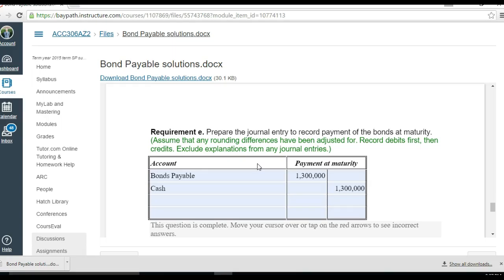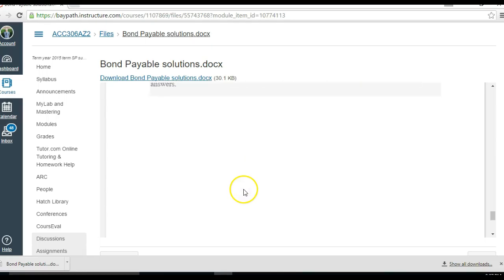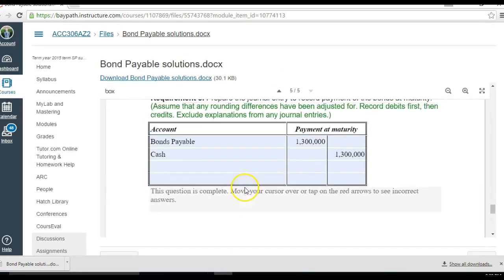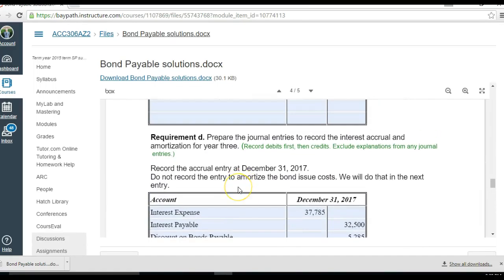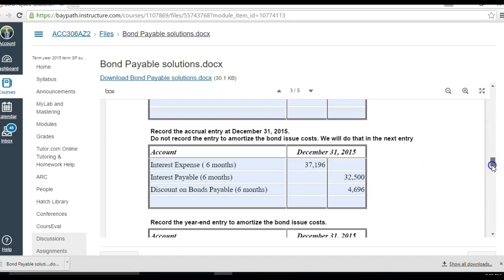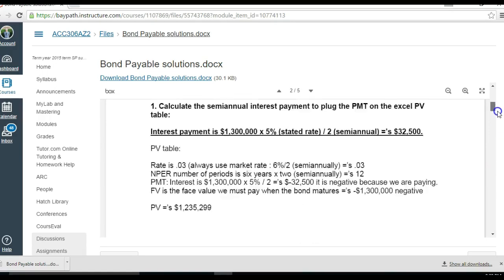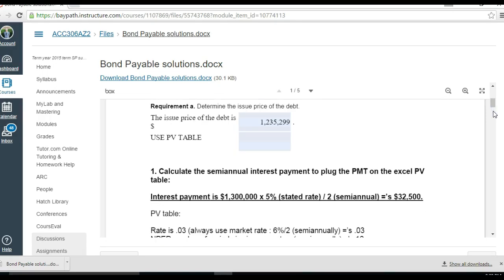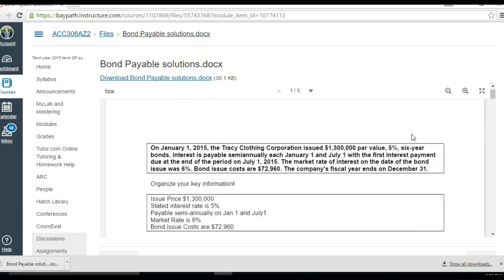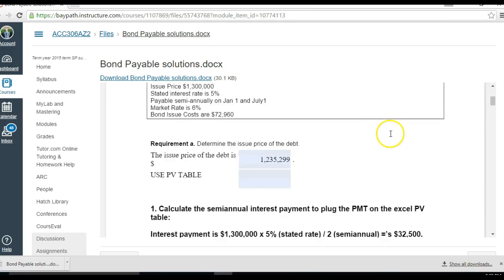When the bond matures, we pay our bondholders $1,300,000, so it's a credit to cash, and we debit the liability for the full maturity of $1,300,000. That essentially is a straightforward bond payable problem, which is in the Canvas, which you can click on and walk yourself through the problems quickly and follow these steps. And they're basically consistent with most of these bond payable problems.